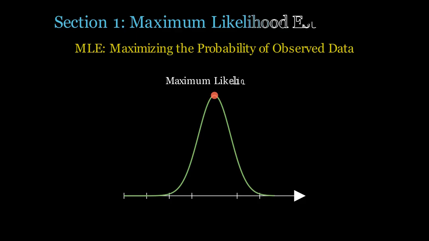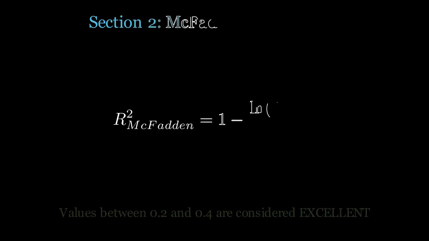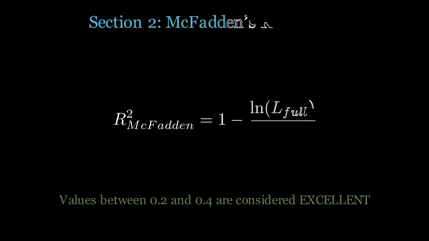Section 1. The engine of Logit and Probit. Unlike OLS, these models use maximum likelihood estimation, or MLE. Imagine you are trying to find the parameters that make the observed data the most probable. Because we aren't dealing with distances to a line, but rather the probability of an event, the standard R-squared formula simply doesn't apply. This leads us to the Pseudo R-Squared metrics.